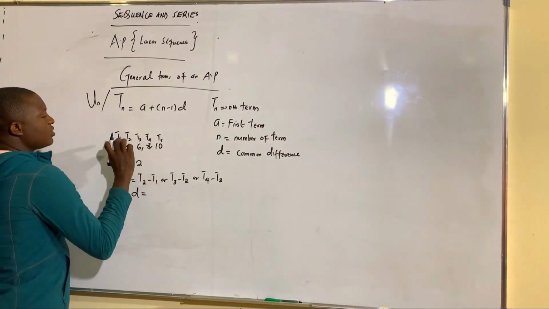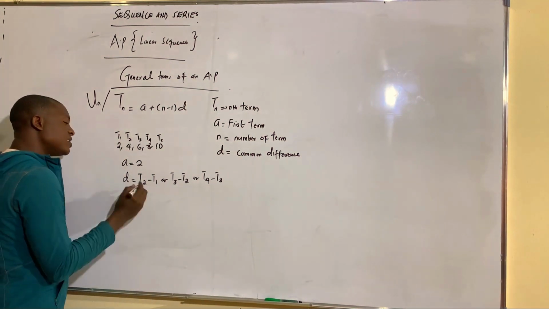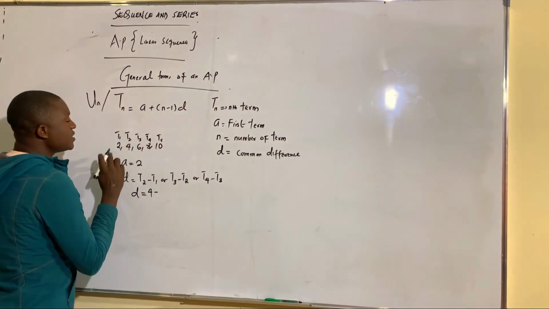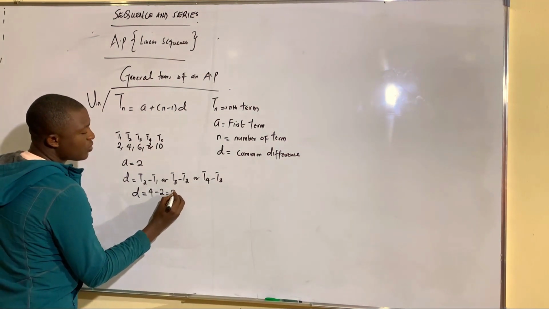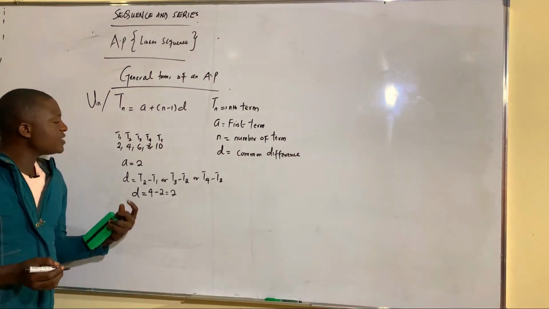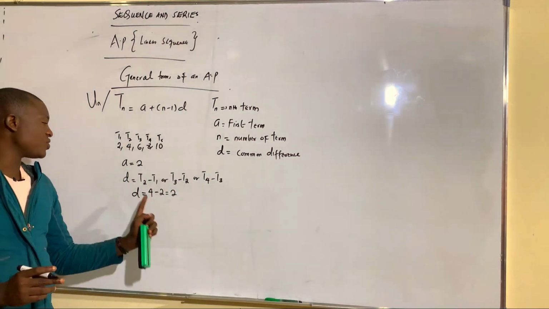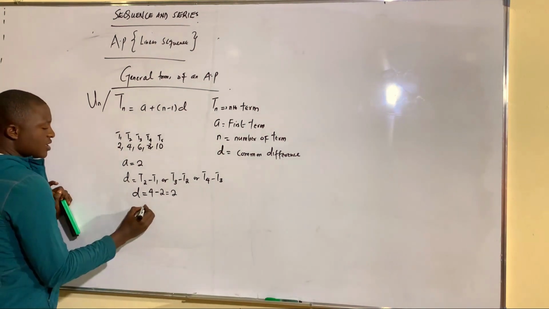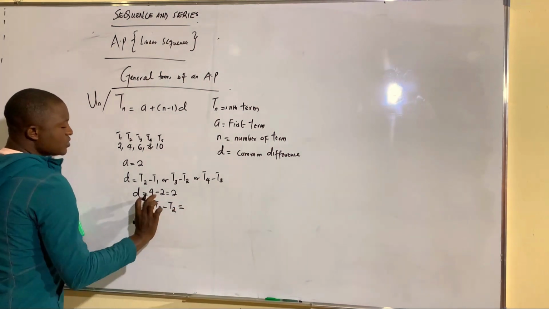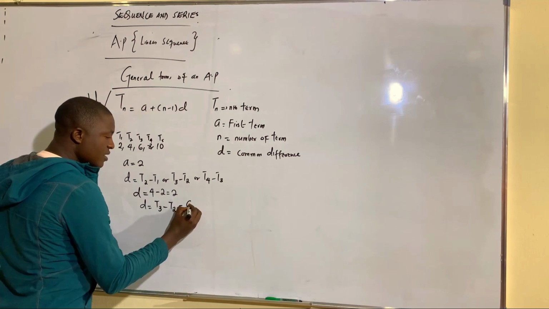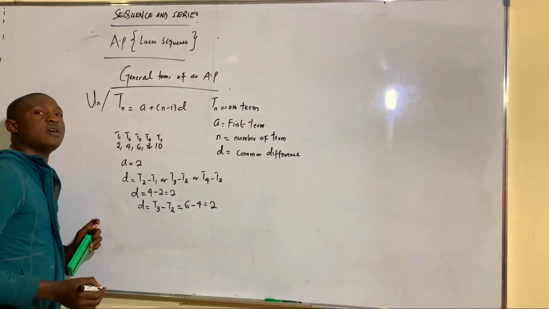What is the second term here? Yes, it's 4. Minus the first term, which is 2. So 4 minus 2, of course, we are going to have 2. Which means if I check third term minus second term, it must have the same difference, 2. Let's check. The difference is equal to third term minus second term. The third term here is 6 minus the second term, 4. So 6 minus 4, of course, we are going to have 2.